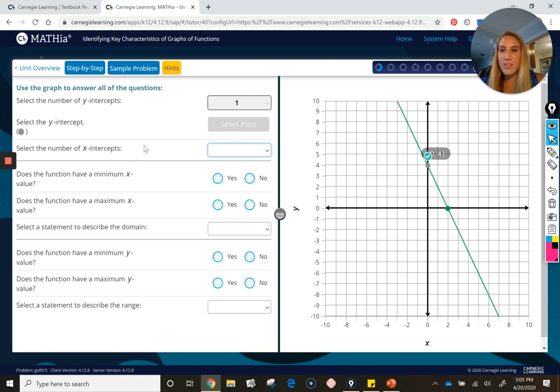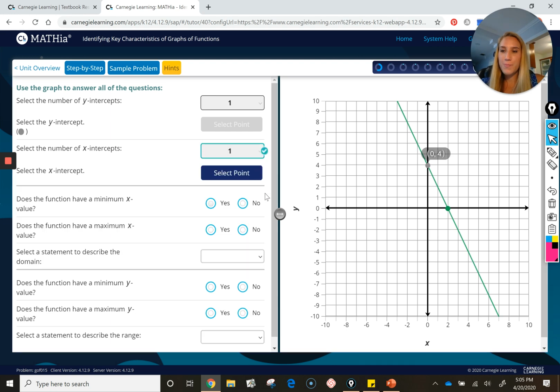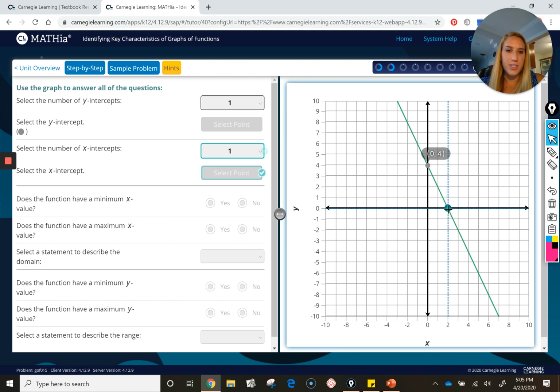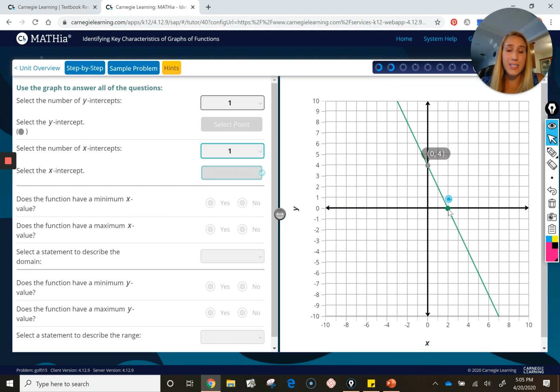All right, select the number of x-intercepts. This is where it crosses the x-axis, which there is 1 again. Plot the point. This is faster, but step by step is exactly what Mathia wants.